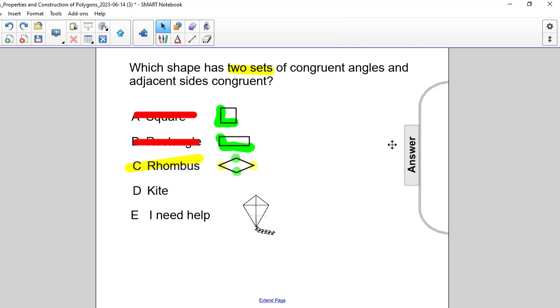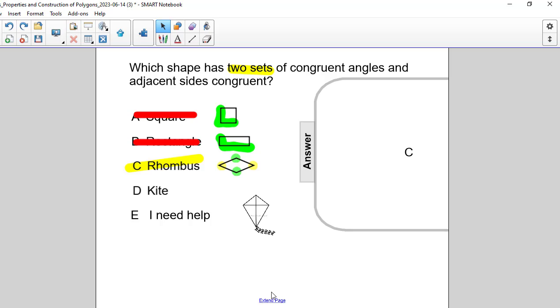We can see the correct answer is C. But let's talk a little bit about the kite. Why isn't the kite a correct answer? The reason why the kite is not the correct answer is because there are adjacent sides that are not congruent. If I look at this side here and compare it to this side here, they are adjacent sides, but they're not congruent. This one is shorter than this one. So a kite is eliminated because adjacent sides are not congruent. And we're still left with the correct answer choice of being C.